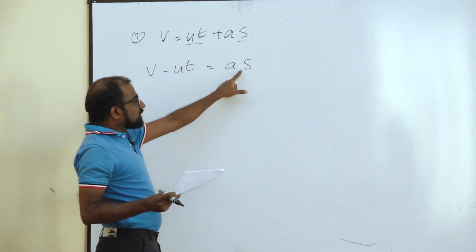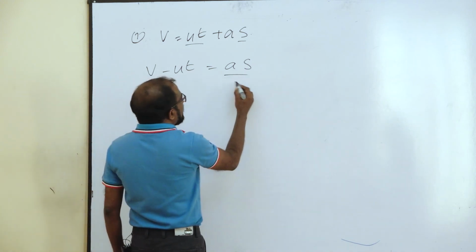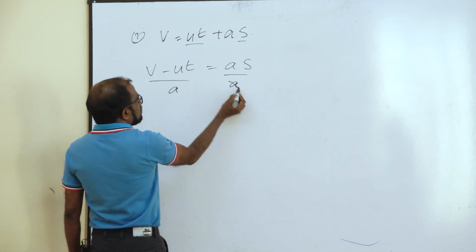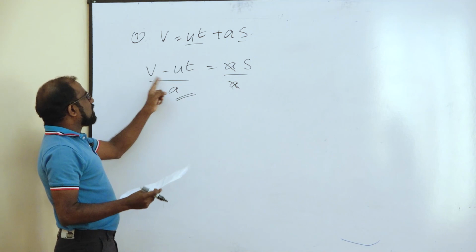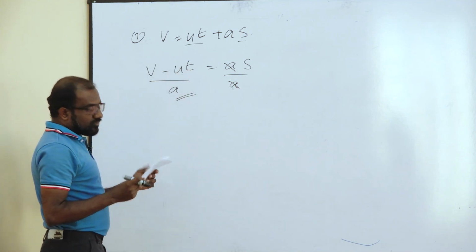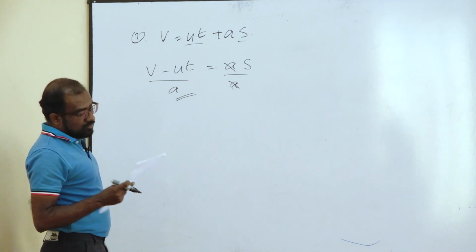Now you want to produce S. So we have to remove this a. Both sides can be divided by a. The answer? S equals V minus ut over a. Right? S equals V minus ut divided by a.